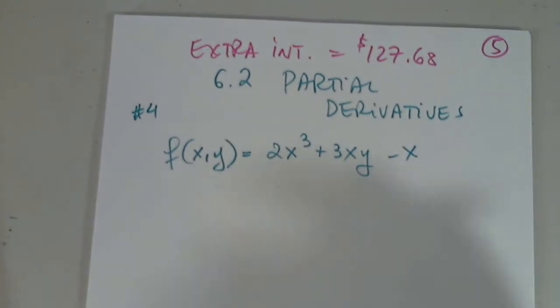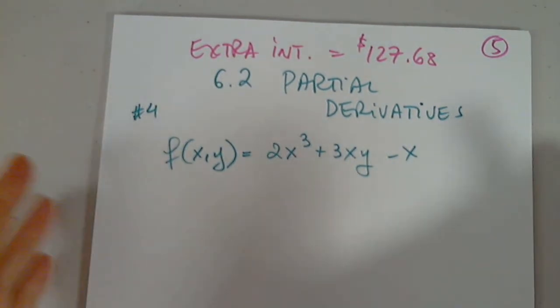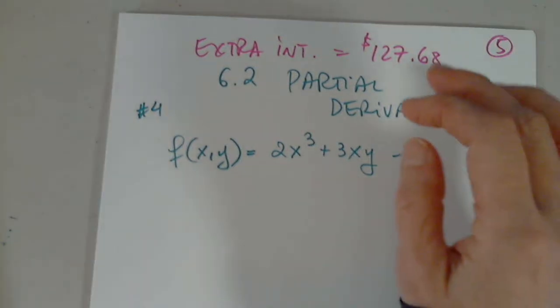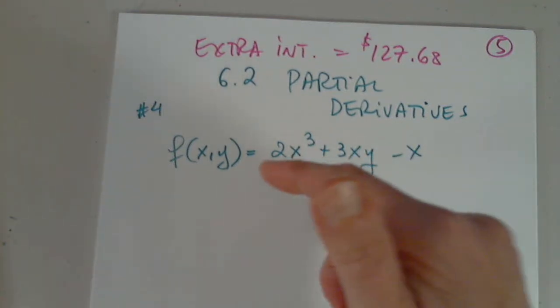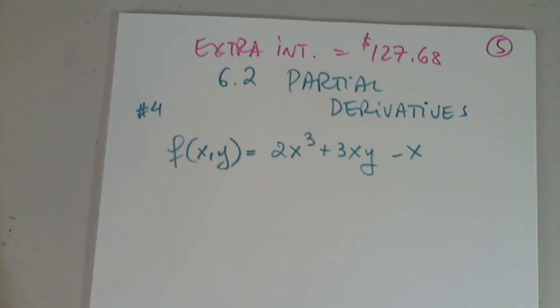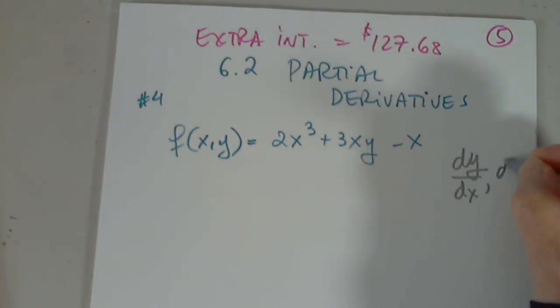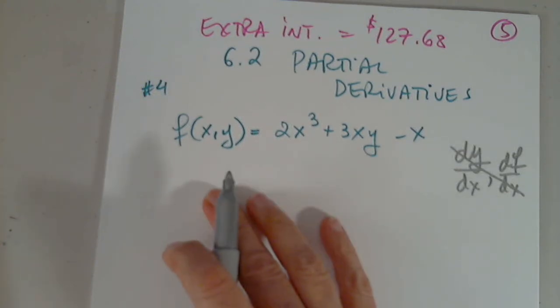A function like this, when we want to differentiate it, we can't differentiate it as we did with functions of one variable. We can only determine derivatives for this as long as we keep either variable constant. The notation now is not going to be dy over dx or df over dx as we had it in the past. No, because it's a function of two variables.